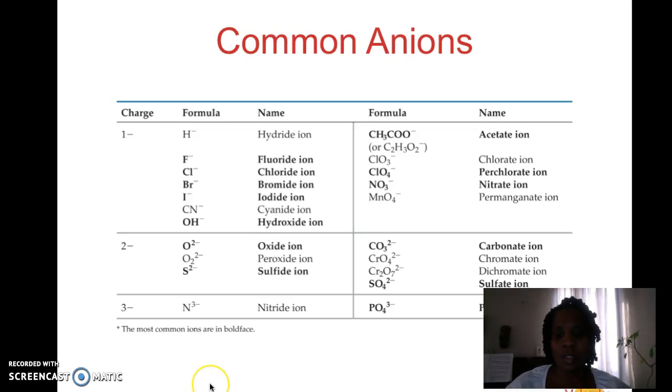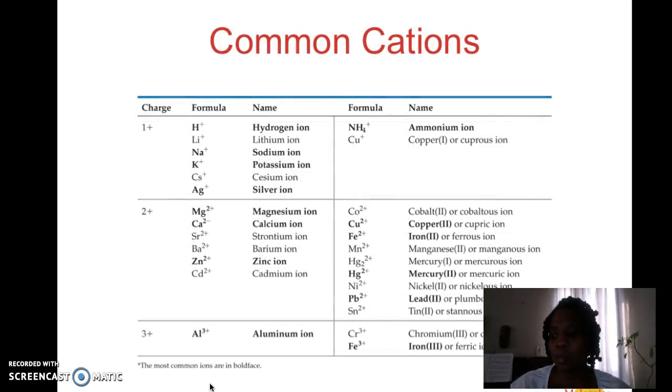So let's spend a little bit of time on naming compounds. So first, let's look at some of the common cations. This list basically includes all of the cations that you should be familiar with. Particularly, I want you to note the polyatomic ion, which is ammonium ion, that you will need to know the formula and the charge for.